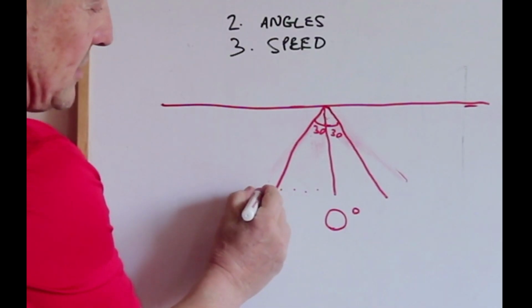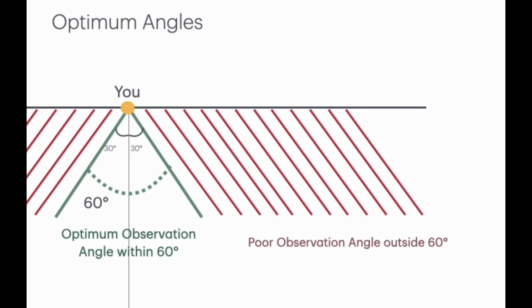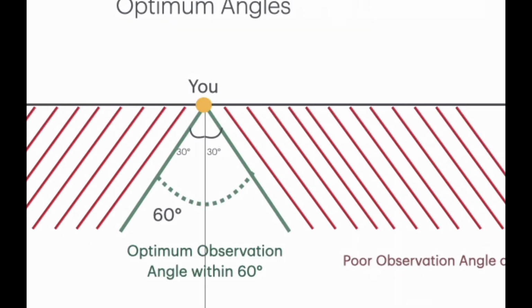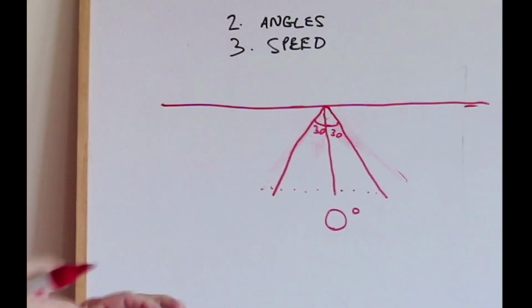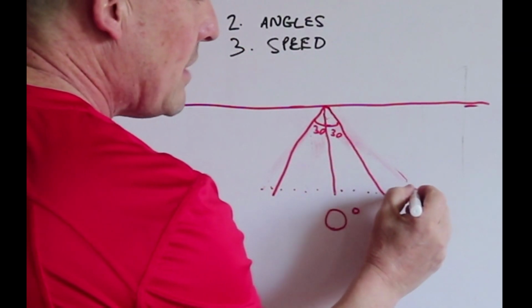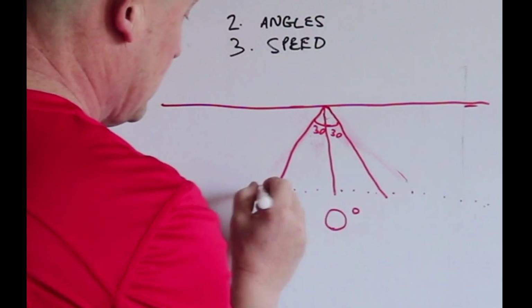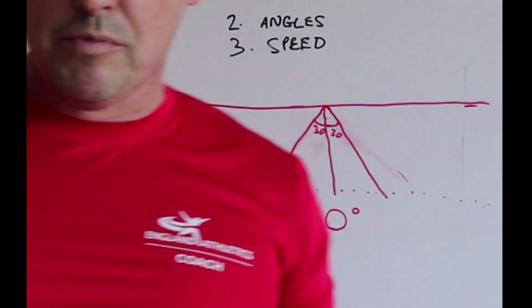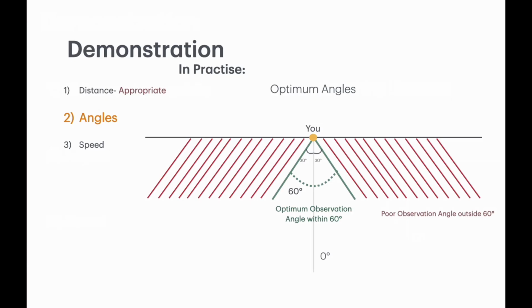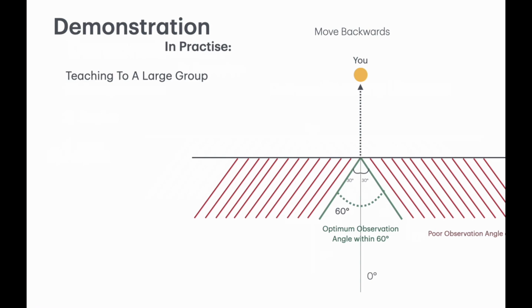Now, these people outside of here would not be seeing a great demonstration. These people in here are going to see a good demonstration. Now, sometimes people think, well, okay, that's great, but what about all of these other people here, like this? Let's say if you were teaching a group of students, what would you do?